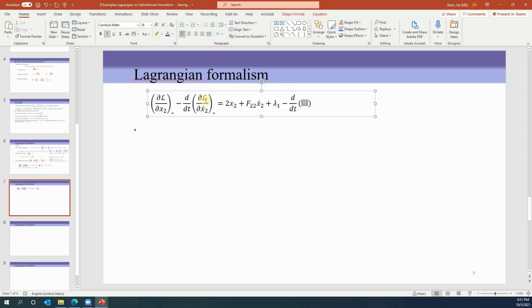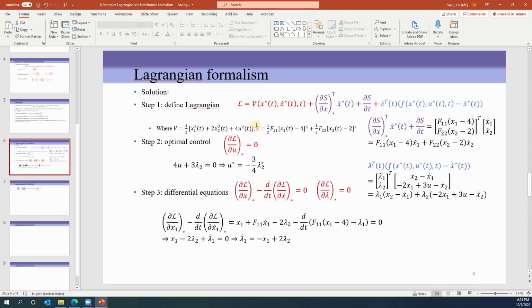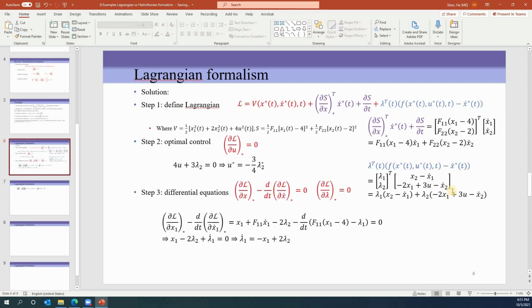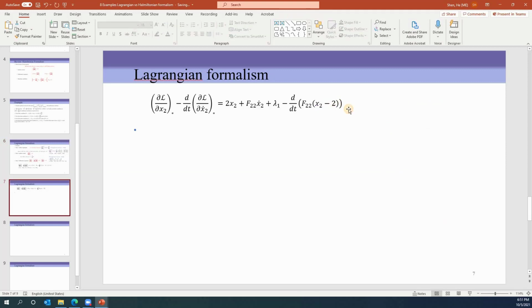Inside over here, we need to find partial L partial x2 dot. Let's see what we have. The first term is not a function of x2. Perfect, that's 0. The second term is a function of x2 dot. That will give us f22 x2 minus 2. And the third term, take partial derivative of this with respect to x2 dot. That will give us minus lambda 2. We have minus lambda 2. That is equal to 0.